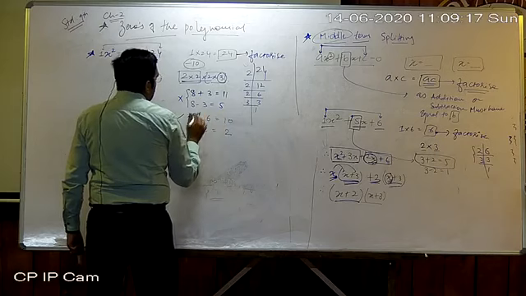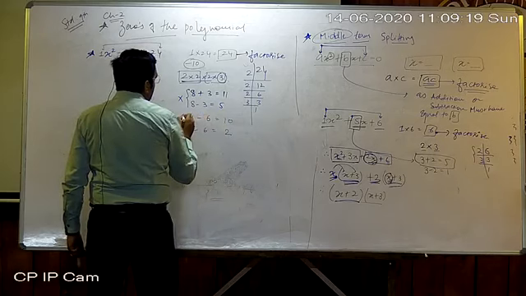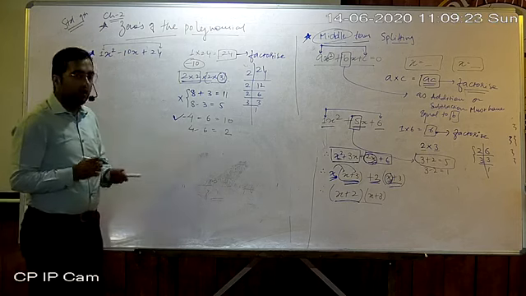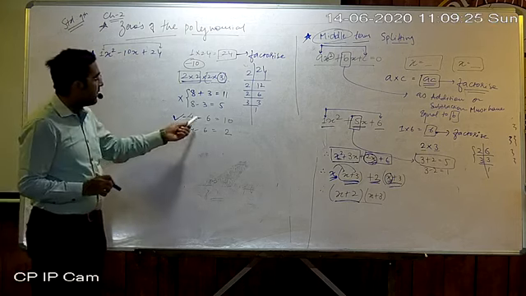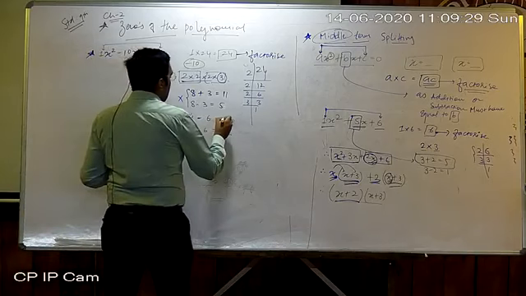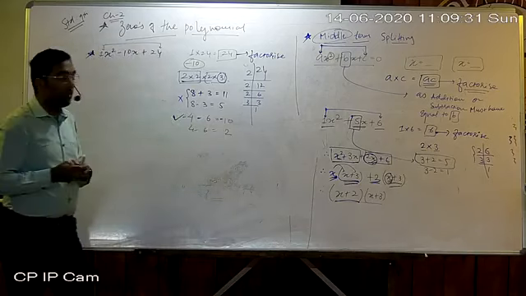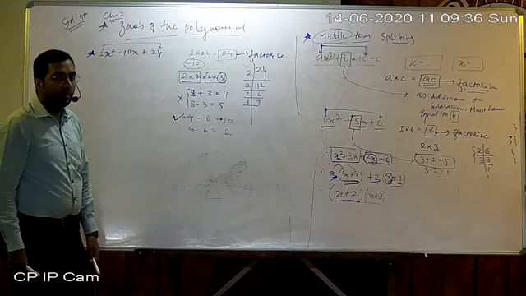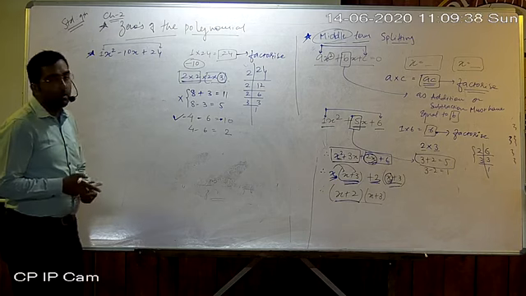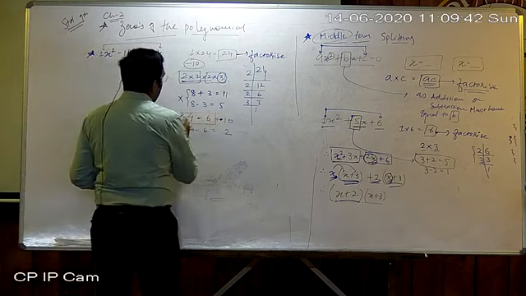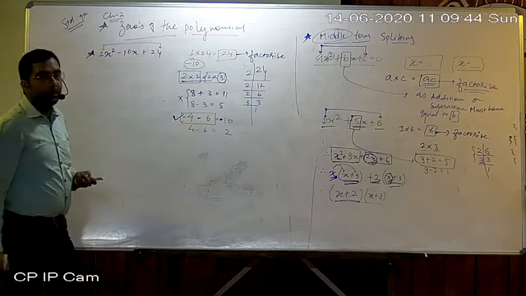I'll change the sign from both. So as per the signs now, minus 4 minus 6 is minus 10. Okay. So my 2 factors are minus 4 and minus 6.